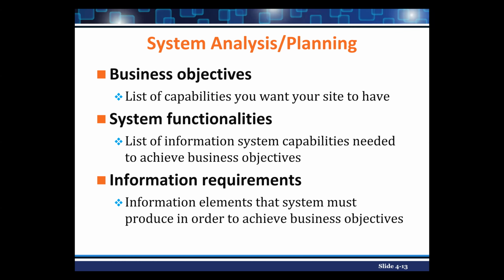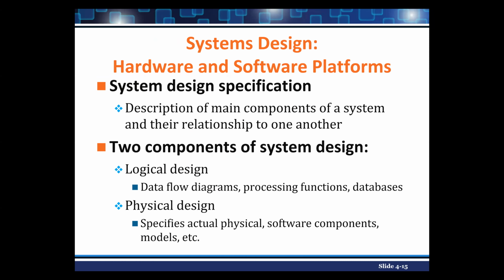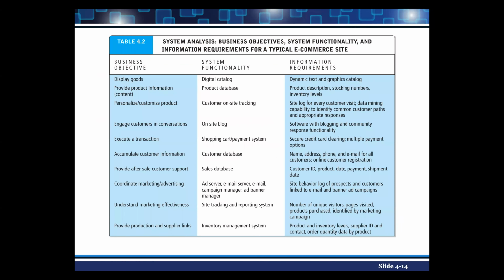Next, you need to set up the information requirements. What information do you want? These are the information elements that the system must produce in order to achieve business objectives. These are the three major things in this phase of system analysis and planning that you need to have. This table shows the three components, or three aspects, that I mentioned in the previous slide.